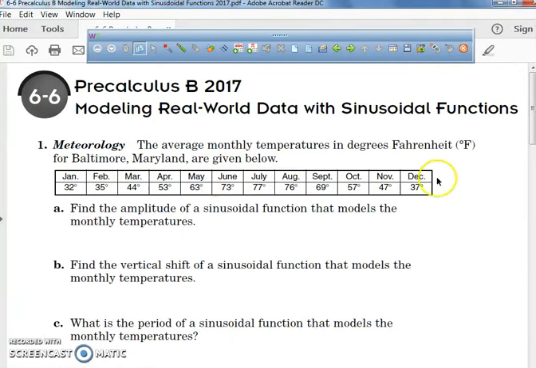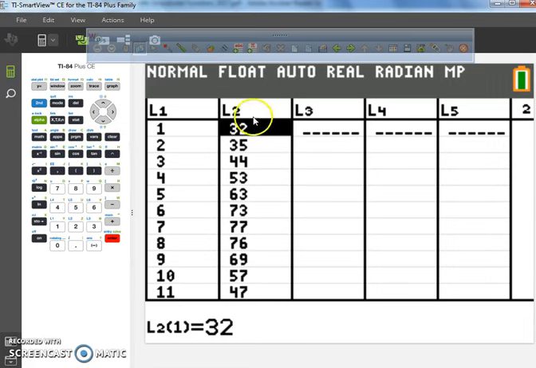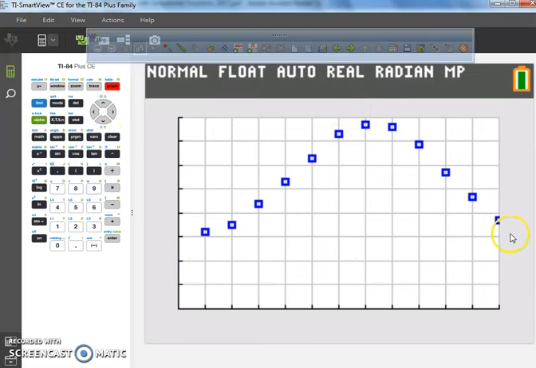We took this information right here. We made January number 1, we made December number 12, and we used our stat editor. So I hit stat, enter, and we took all those temperatures. There's January, there's November, and December is just below it if I scroll down. We took the temperatures, and we made a graph of the data, okay?